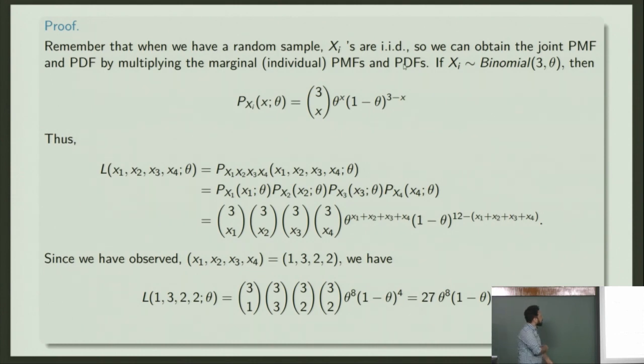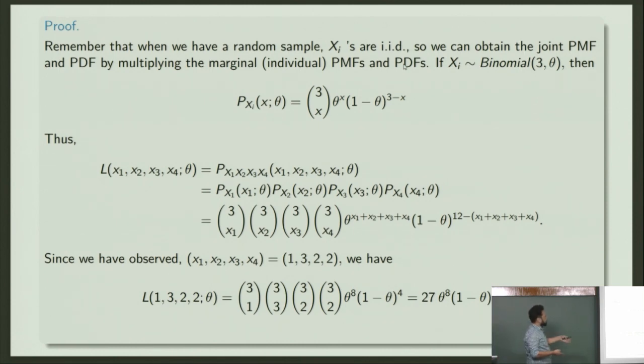So if I write down the likelihood function for the binomial, we recall that the binomial distribution is given by this PDF. In this case, a binomial is like n comma p, but n is 3 here, so 3 choose x, and theta is the parameter that we want to know. So theta to the x, 1 minus theta to the 3 minus x.